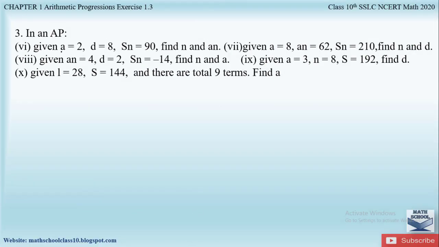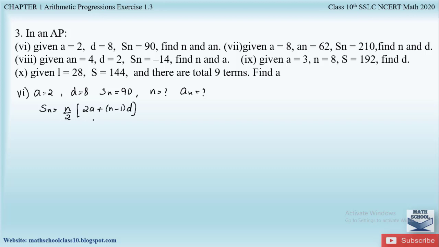Now let us solve the sixth part of the question. The a value is given, that is 2, d is given as 8, and the sum is given as 90, and they're asking us to find the n value and the nth term value. Okay, the n value is not given, so since the sum is given, we will use the sum formula: Sn is equal to n divided by 2 into 2a plus n minus 1 into d. The sum is given, so we are using this formula.